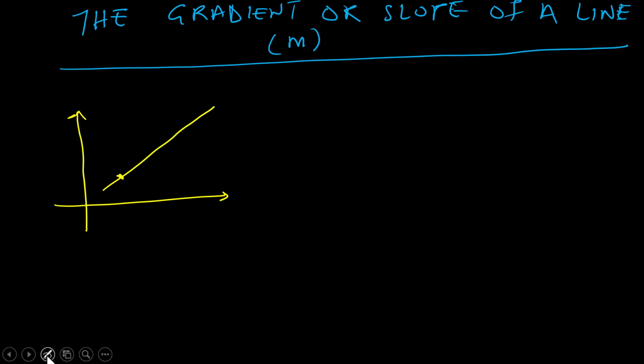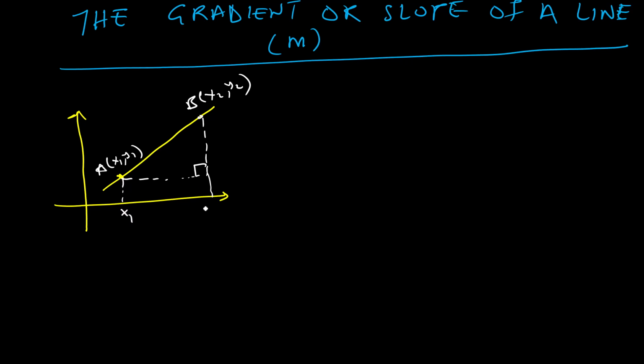So let's name this side A, x1, y1, B, x2, y2. Okay, so let's join this to that. So this side is 90, so right angle triangle. Let's call this side x1, x2. So this side y1, y2.